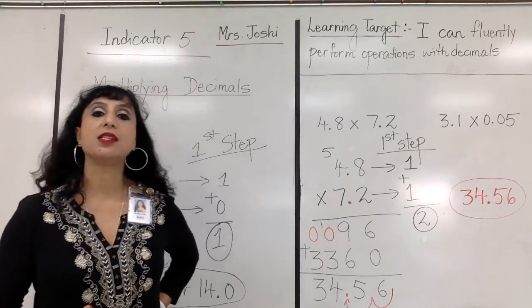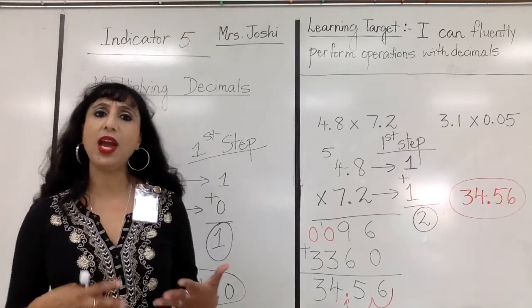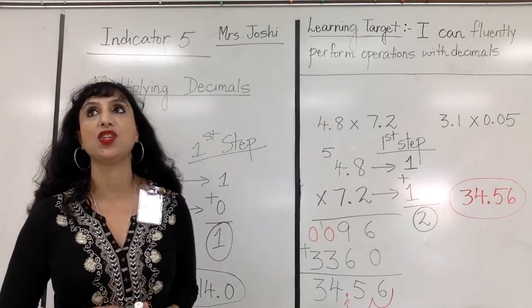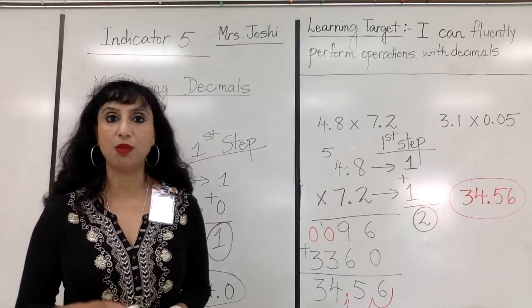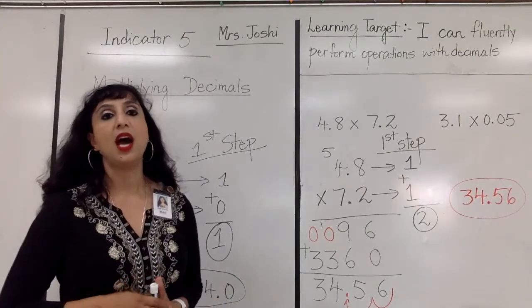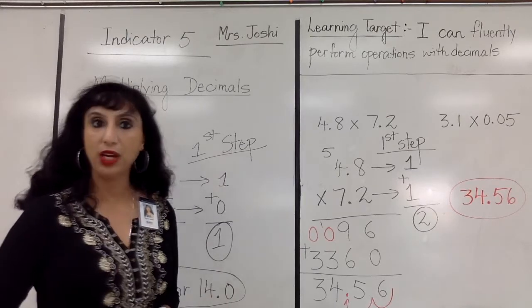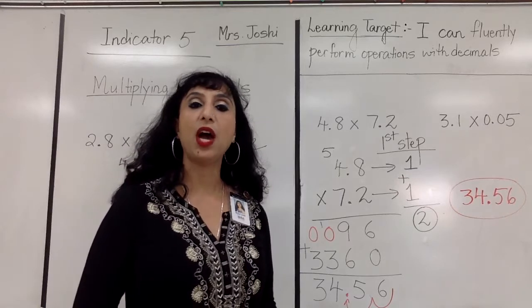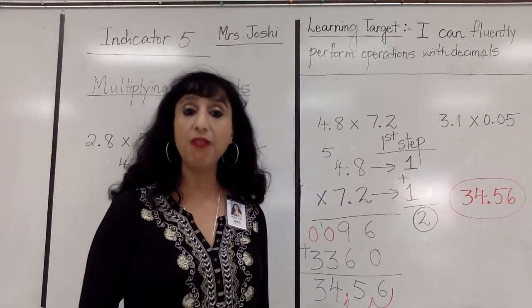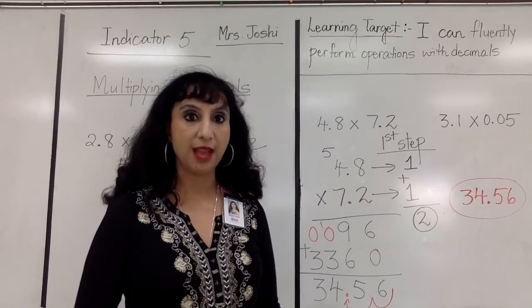Another thing that you can definitely do in order to prevent any mistakes is go ahead and do an estimation in the beginning, so you know how much your product should be about. Okay, so if I had done estimation, I would have rounded. When I'm saying rounded, remember the rule for rounding. If it is 5 or up, it goes up to the next number. If it is less than 5, then the number stays the same.